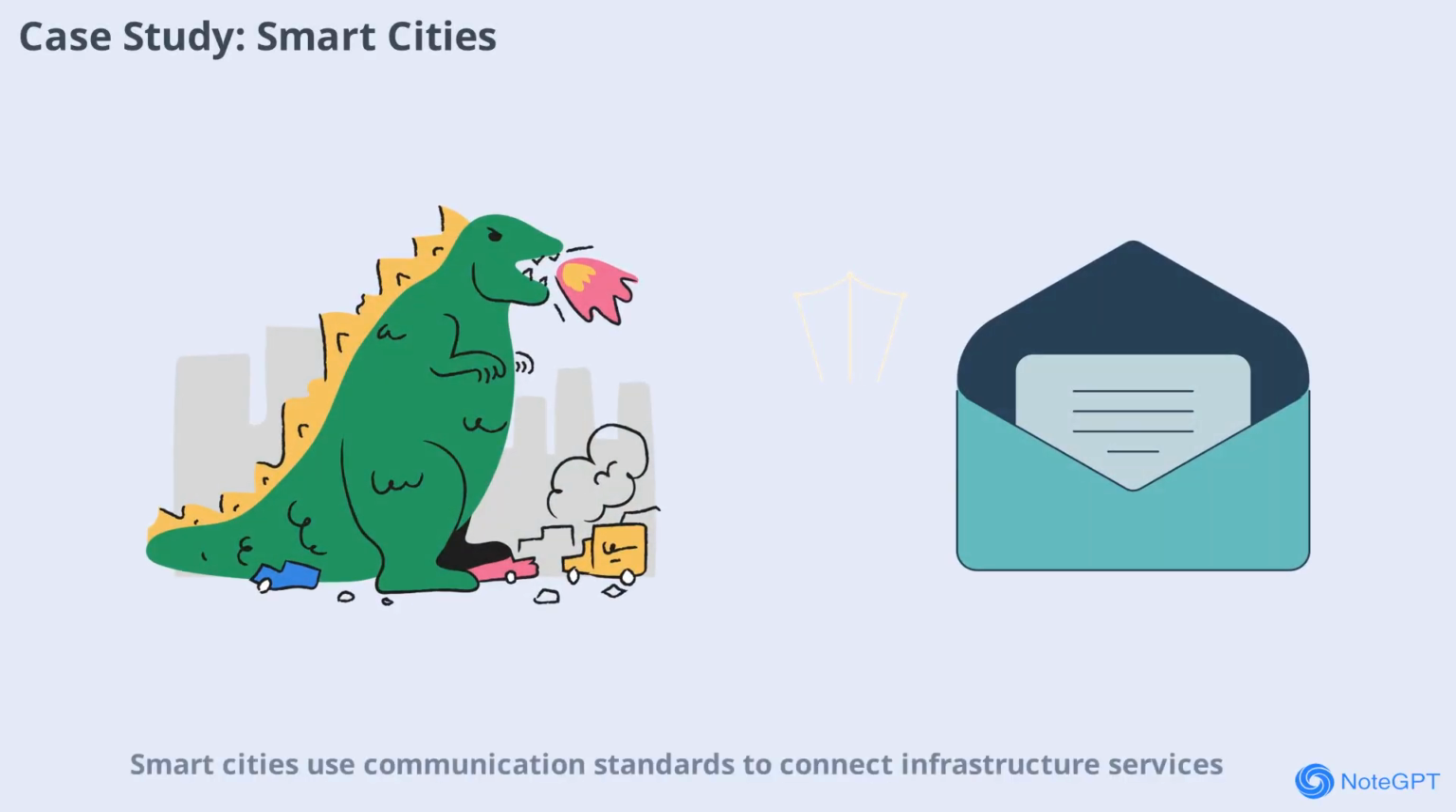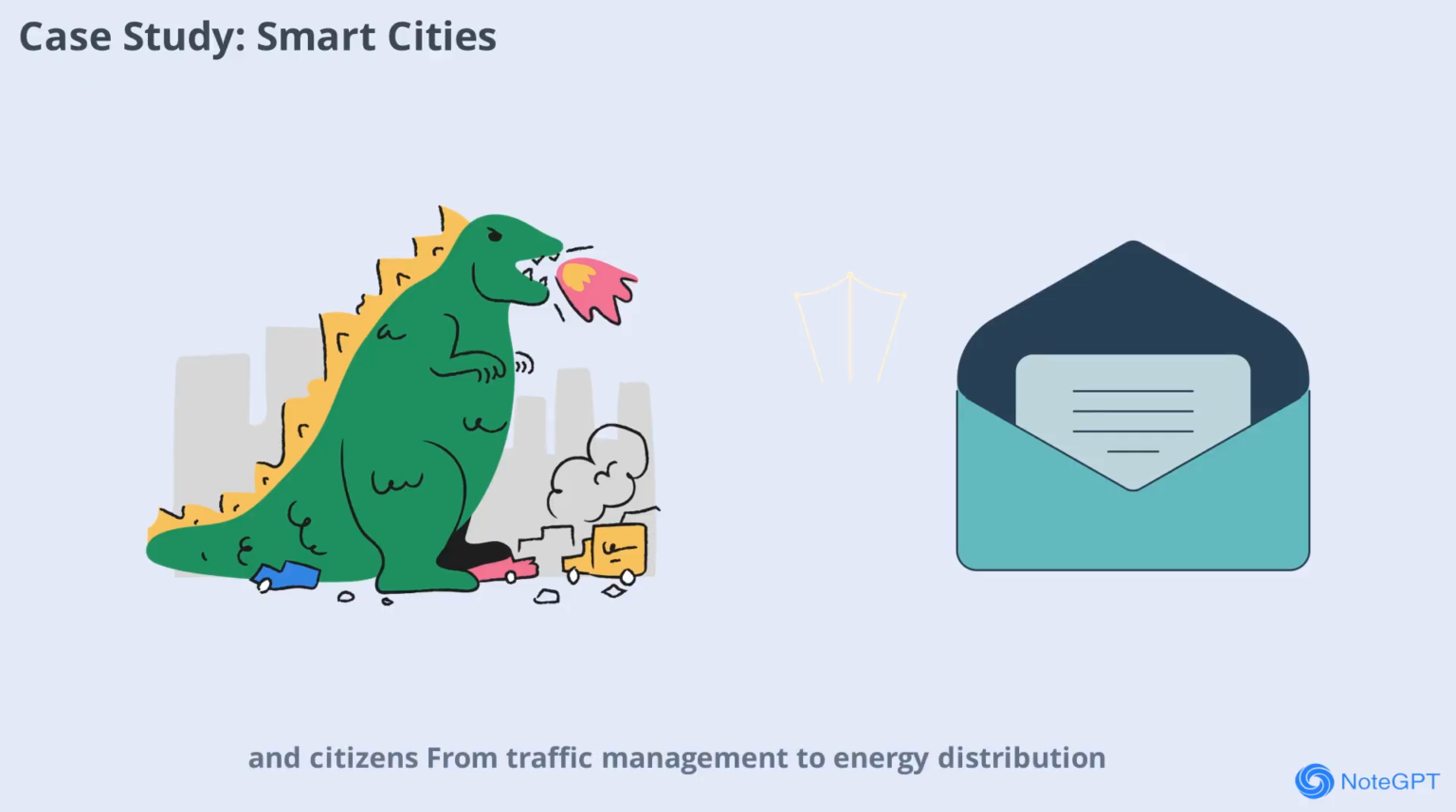Smart cities use communication standards to connect infrastructure, services, and citizens. From traffic management to energy distribution, standardized protocols enable real-time data sharing and efficient resource management. These systems improve quality of life, reduce costs, and support sustainable urban development. The success of smart cities depends on the ongoing evolution of communication standards.